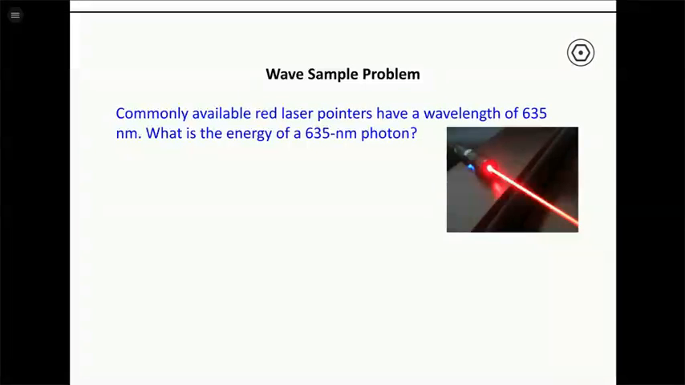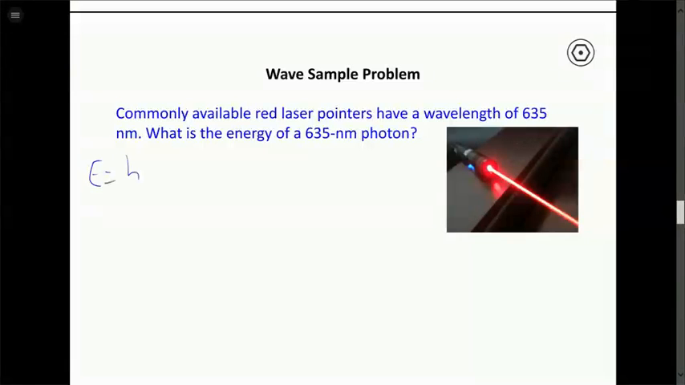So the commonly available red laser pointers, which I guess mine's green, but we'll get to the green one next, have a wavelength of 635 nanometers, and we want to know what is the energy of a 635 nanometer photon. The idea here is that when you have a beam of light, or in this case a very concentrated beam of light in a laser, it's going to be a huge collection of photons, but each individual photon has a very well-defined energy that comes from this simple equation.